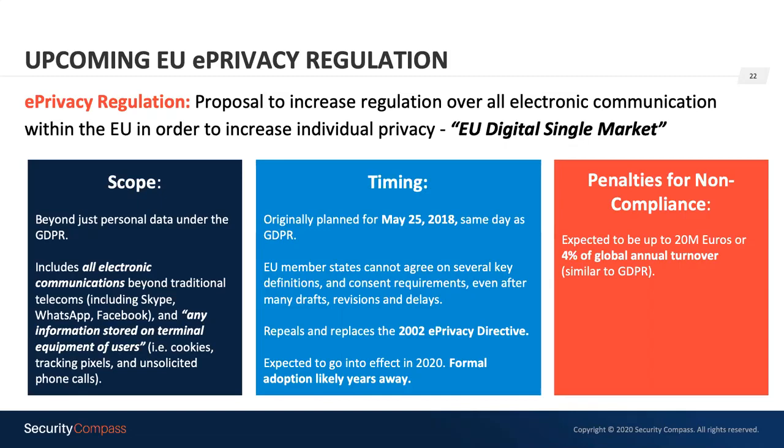Originally, the ePrivacy regulation was supposed to come into effect same time as the GDPR and provide more guidance over electronic communications, marketing communications, and web cookies. However, it's been delayed as EU member states cannot agree on several key definitions and terms, and it's expected to be adopted in 2020, but formal enforcement is likely to be years away. Penalties for non-compliance under the ePrivacy regulation, similar to GDPR, are up to 4% of global annual turnover.